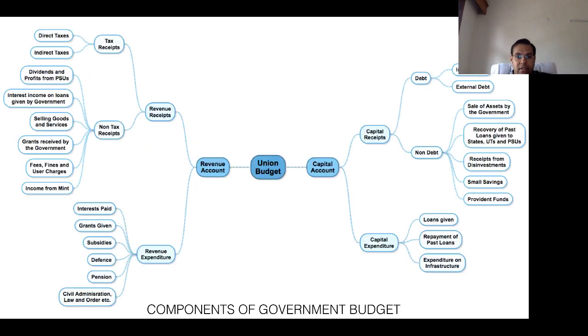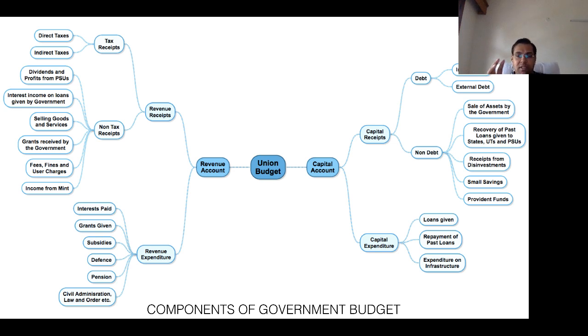So if we categorize, these are revenue receipts, revenue expenditures. Let's say revenue receipts are sufficient enough to take care of revenue expenditures. Revenue receipts are higher than or equal to revenue expenditures, so they are able to absorb the entire expenditure. So you don't have to worry about revenue expenditures. Then you can concentrate upon capital receipts and capital expenditures.